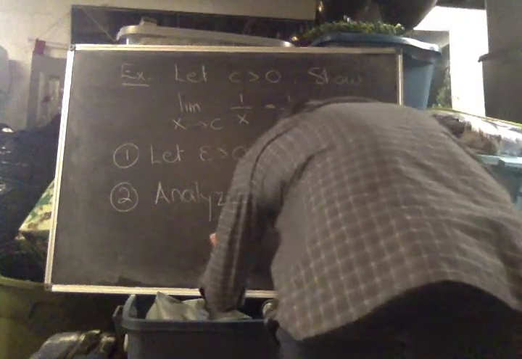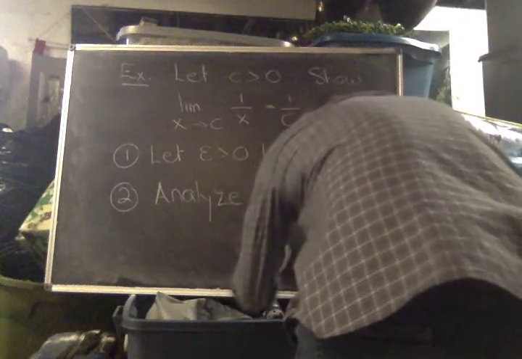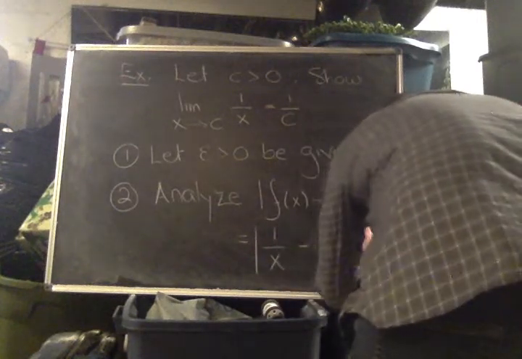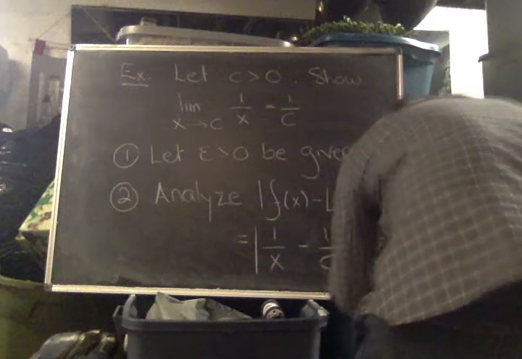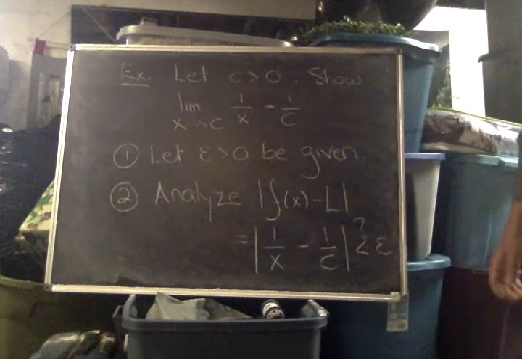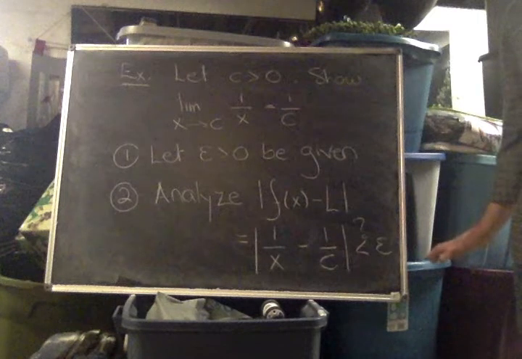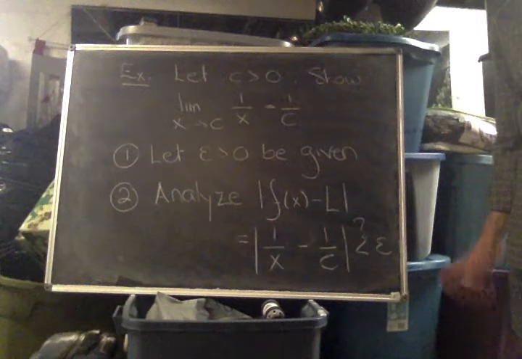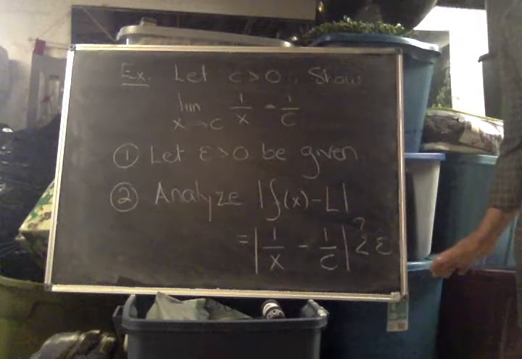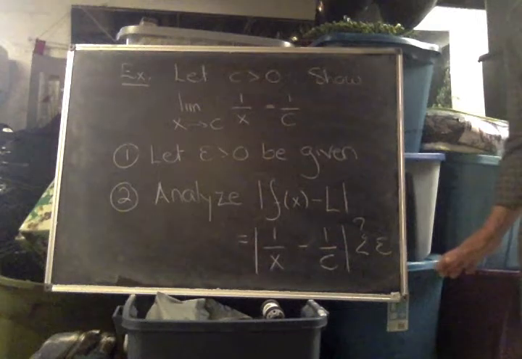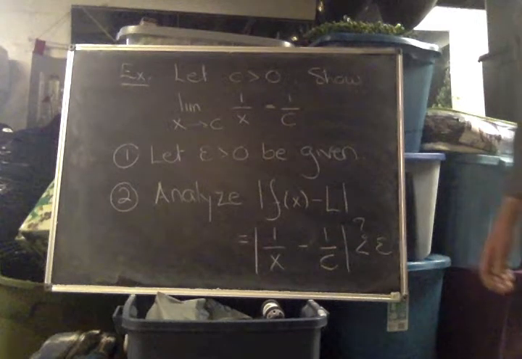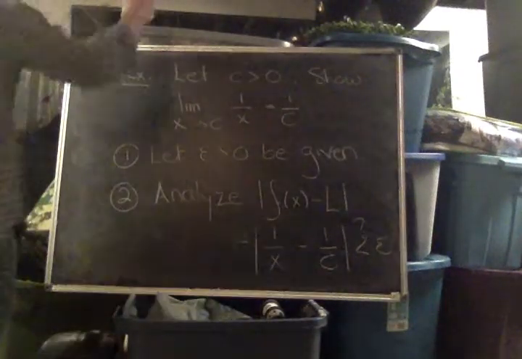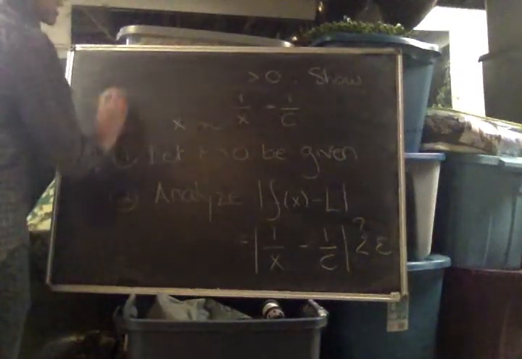And in our case, this is equal to the absolute value of 1 over x minus 1 over c. And we want this ultimately to be less than epsilon. And the only thing that we're really allowed to control is how far away x is from c. Or put another way, we're allowed to control the absolute value of x minus c. Okay? All right. So, let me erase this. We'll start from that last line.